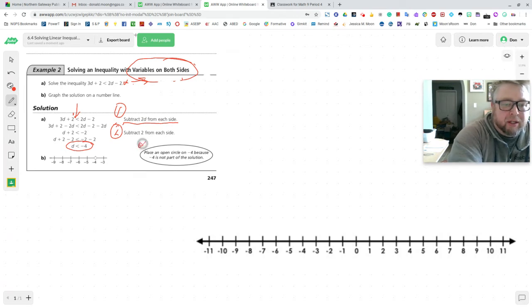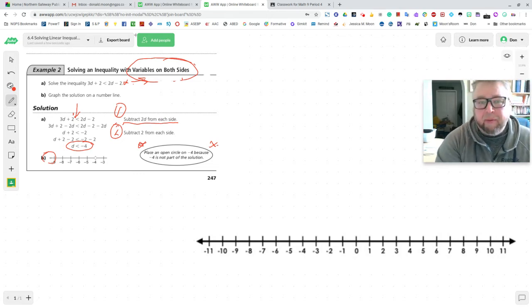So in this case, because it is just a less than symbol, there's no equal sign underneath it, we just place an open circle. And then, of course, we draw the arrow. So any number that is less than -4, indicated by the arrow direction, will solve that inequality.